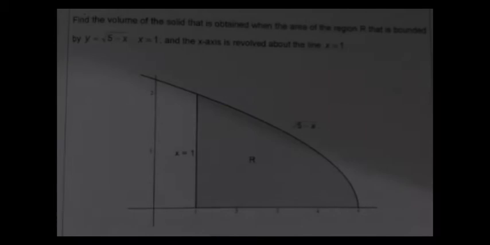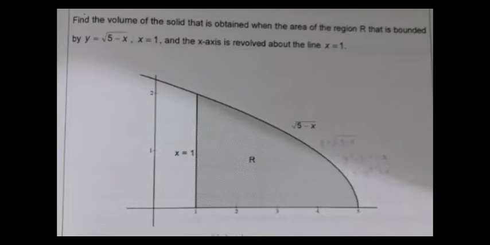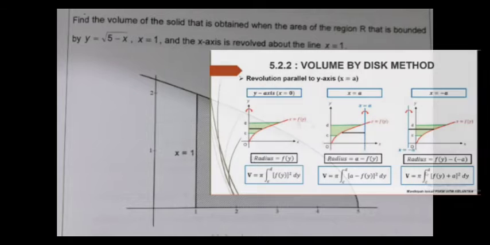For the topic volume of solid of revolution, I will show you how to solve using two methods: the first one is the disc method, and the second one is the washer method. Okay, this is the question. The question says revolve about the line x equals y. For the formula, we need to use the middle one, because the x-axis is in front of the y-axis. So we use this middle formula. Let's see how to solve.